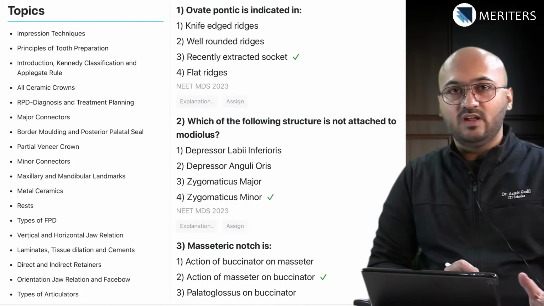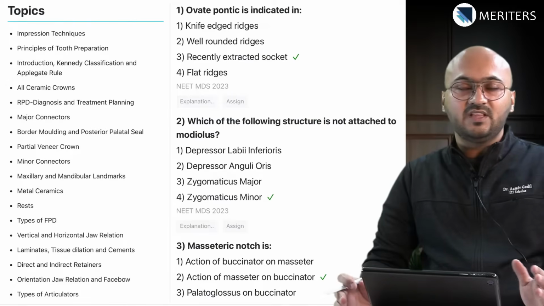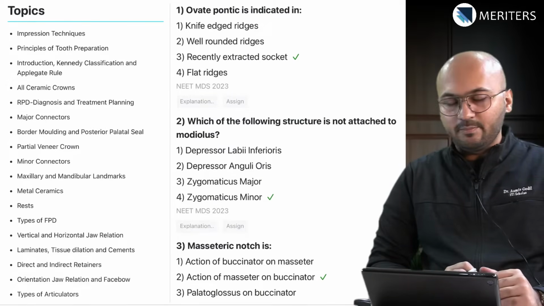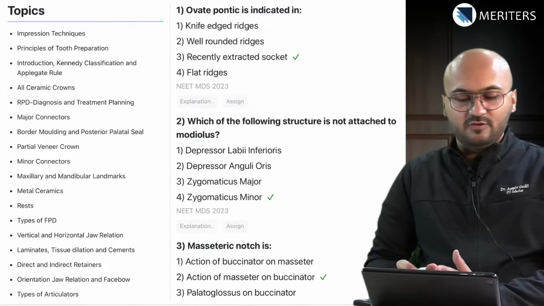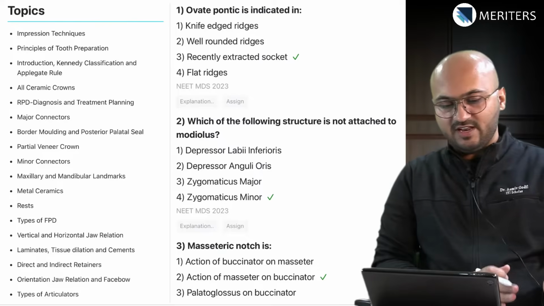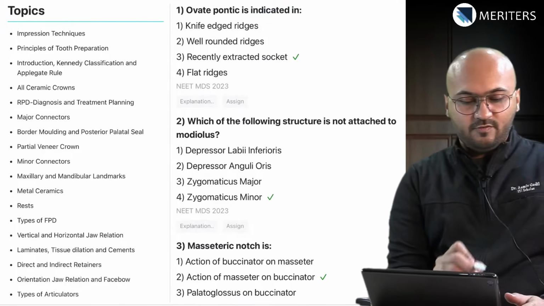It's more conceptual. And when it comes to complete dentures, the curriculum may look very vast, but the kind of questions that they ask are very repetitive. So keep an eye on the questions. Here we are going to allocate all of these questions to the specific topics on the left side. And then we will see what kind of strategy to follow.